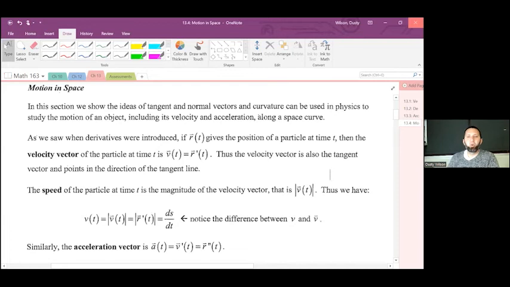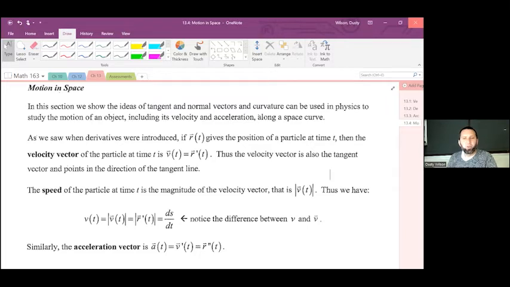Good day. Today we're going to talk about motion in space. In this section, we show the ideas of tangent and normal vectors and curvature can be used in physics to study the motion of an object, including its velocity and acceleration along a space curve.